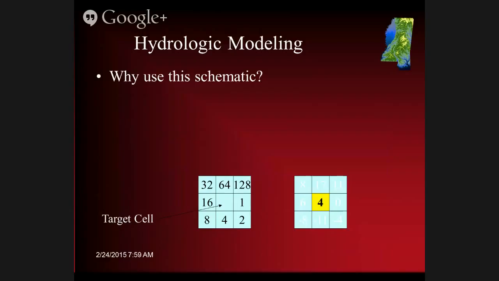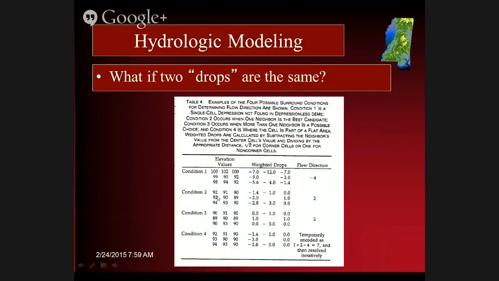Okay, we did talk about this briefly in the last course, but why would we use this schematic? Well, this provides a unique number for each direction: 1, 2, 4, 8, 16, 32. So we've got a unique number in each direction, and we can add any of these numbers together to get a unique combination. And that's what we do if we have 2 drops in 2 directions that are the same.